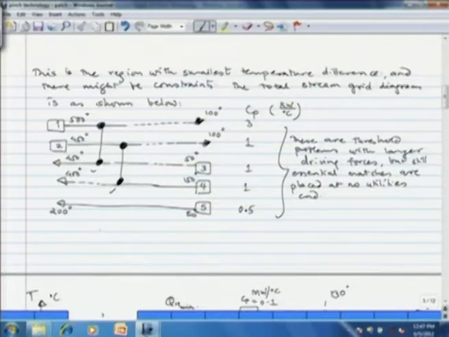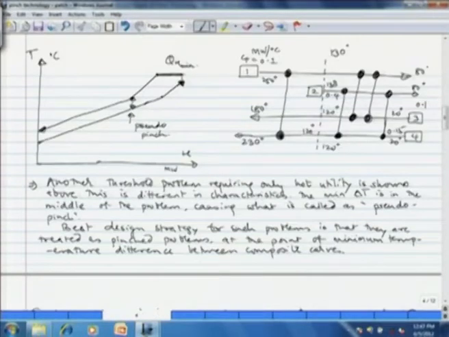We shall see another problem with no cold utility. Here, no cold utility. I have also given the grid diagram for the streams. We have a total of 2 hot streams and 2 cold streams, and the temperatures are also given. Then we can make the matches as I have shown, in very much the same way as we did for the previous design.